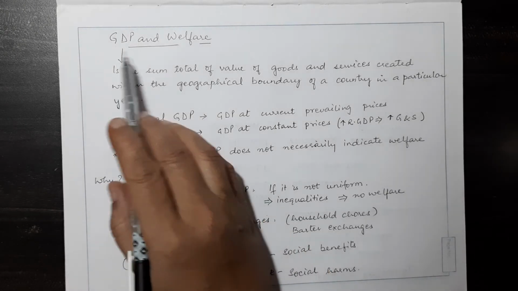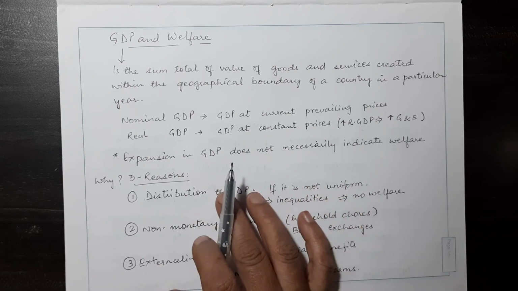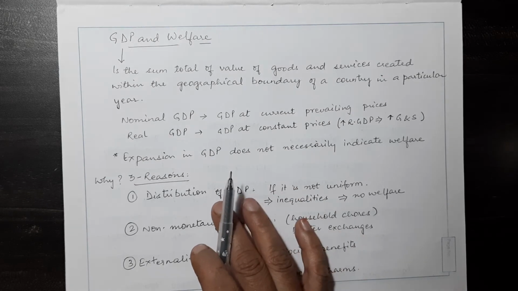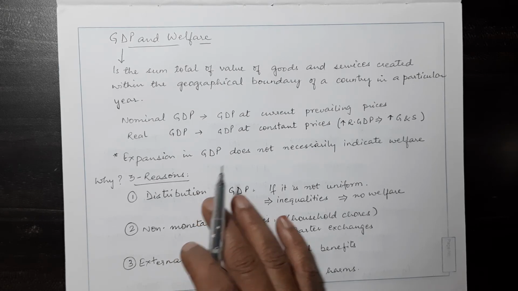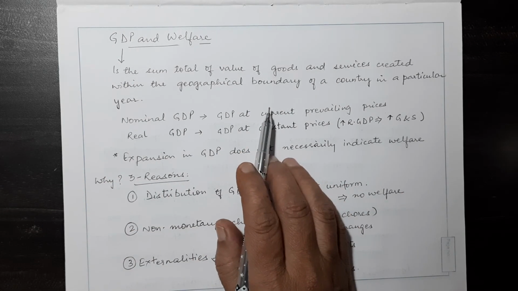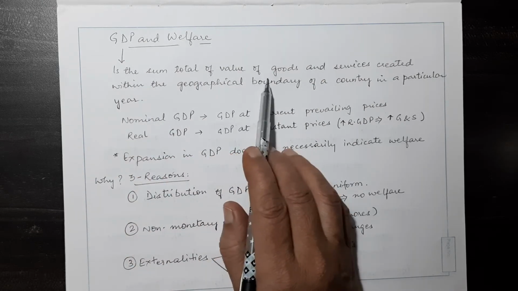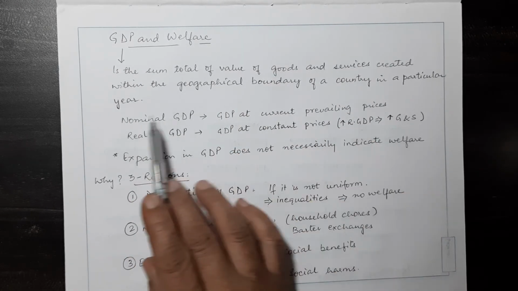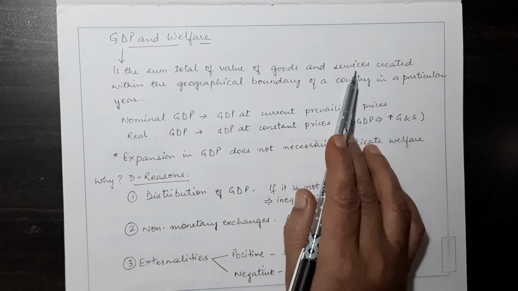Generally, when we talk about the gross domestic product, we say that an increase in the gross domestic product implies that the economy is showing some growth, etc. However, this is not always a perfect index of economic welfare. Why? Because it has certain limitations. Okay, so let's first read the definition, because this is how it is asked. GDP is a sum of the total value of goods and services created within the geographical boundary of a country in a particular year. So what is very important is that it is a sum total of the value of goods and services.